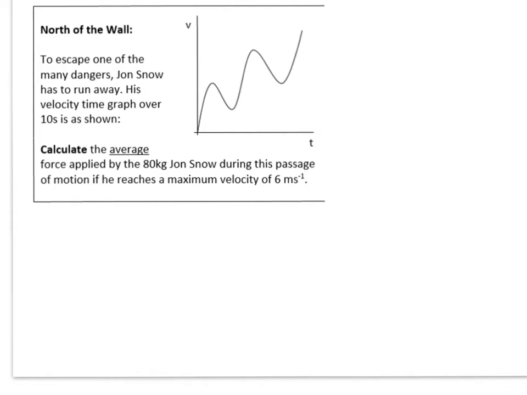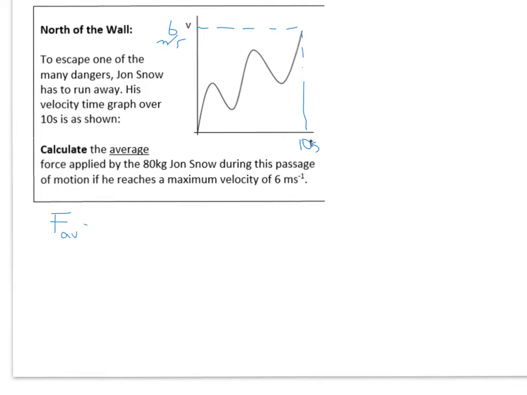So we've got a graph here, a velocity time graph. What we've got is Jon Snow running away, and we've got a graph showing 10 seconds. Essentially what it's telling you is the graph stops at 10 seconds, and it tells you later on that it reaches a maximum speed of 6 meters per second. Okay, so it's asked for the average force.